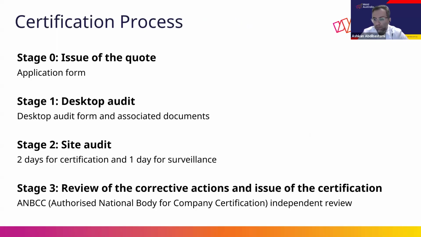The certification process starts with issuing the proposal and completing the application form. Stage 1 involves a desktop assessment with supporting documents, especially company procedures. Stage 2 is the site audit, typically 2 days for certification and 1 day for surveillance audits. And finally, stage 3 includes reviewing corrective actions and issuing certification after the ANBCC independent review, the authorized national body for company certification.